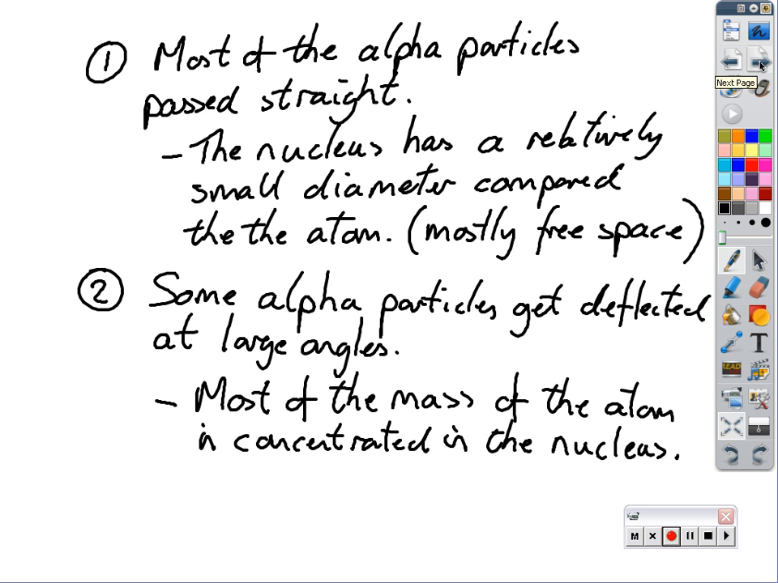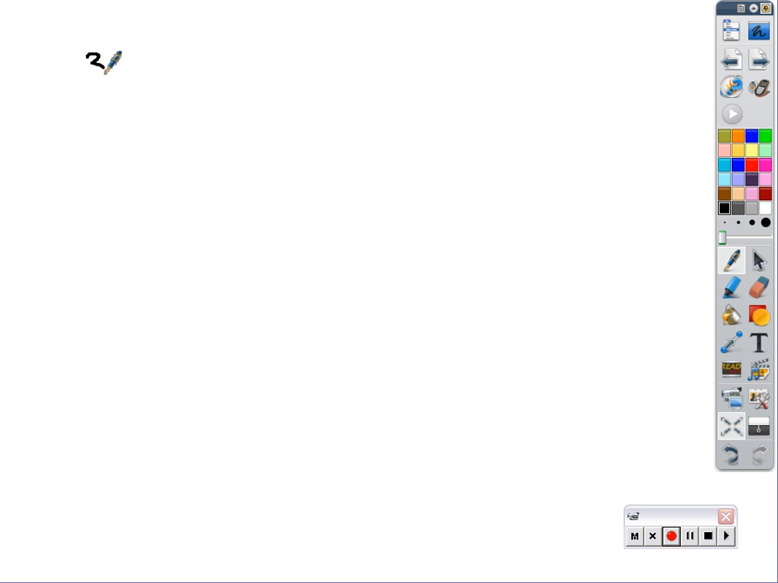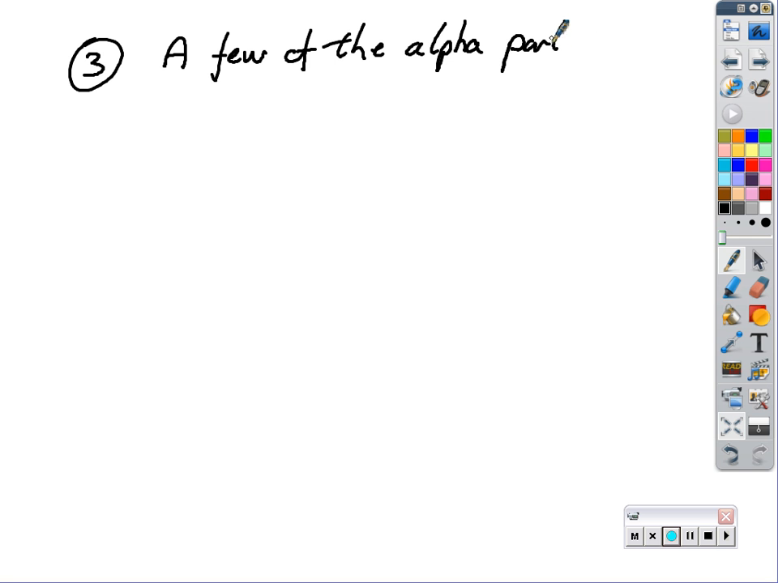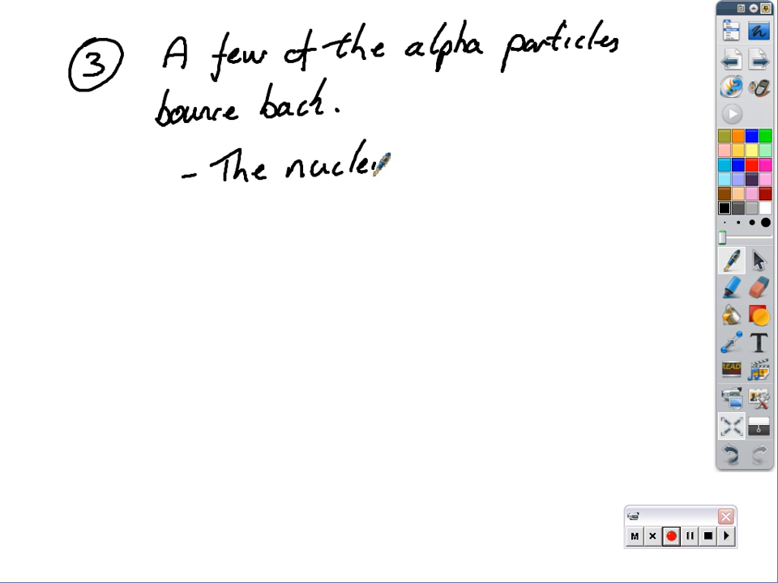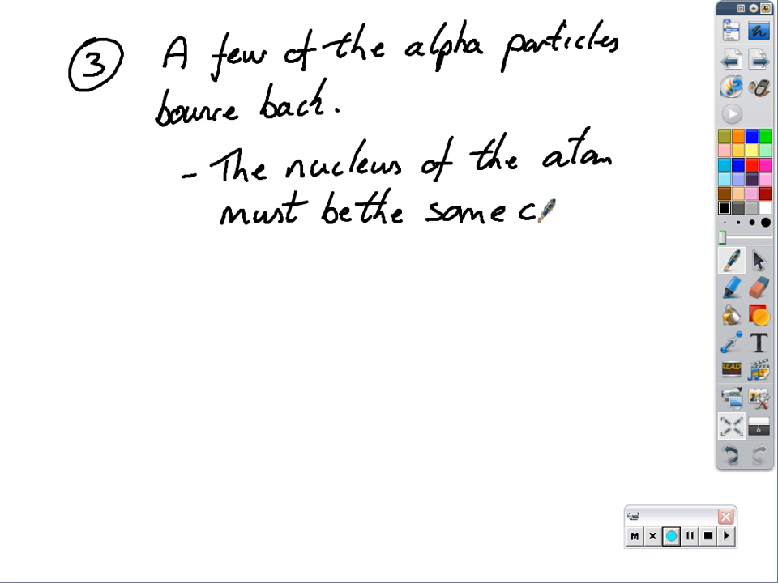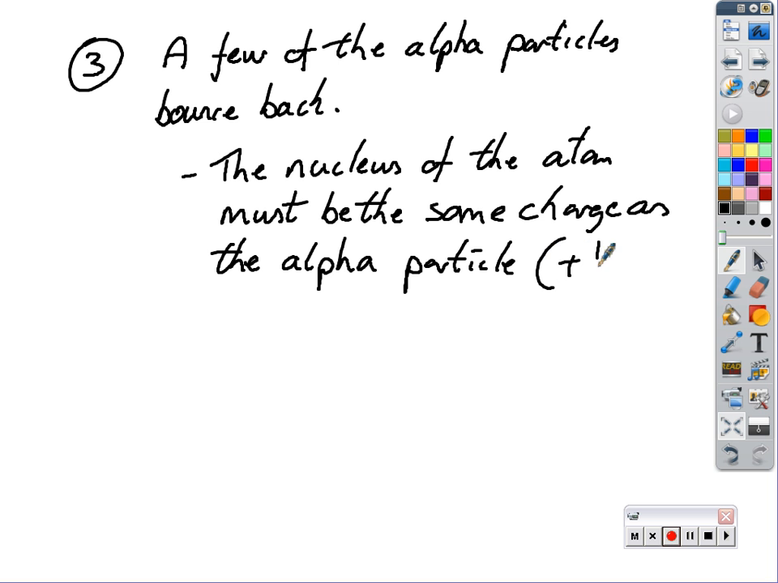Right, so number 3. A few of the alpha particles bounce back. What this means is that the nucleus of the atom must be the same charge as the alpha particle. In other words, positive. That means positive.